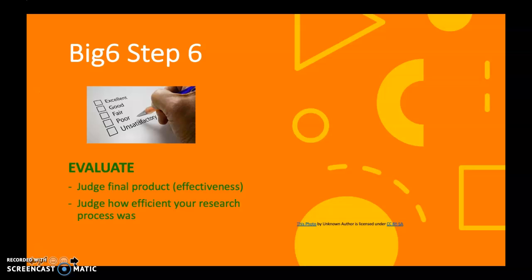And this will help you improve for the next time and start to internalize and develop these skills, because the steps are also skills that you develop to be a critical thinker and to help you effectively find, evaluate, and use information.